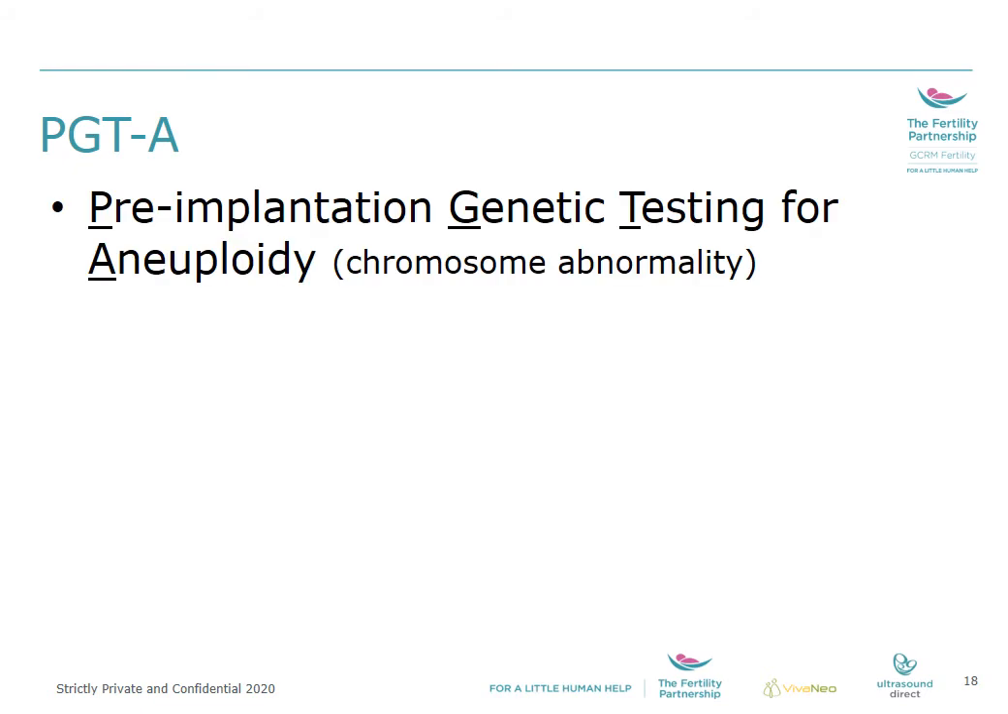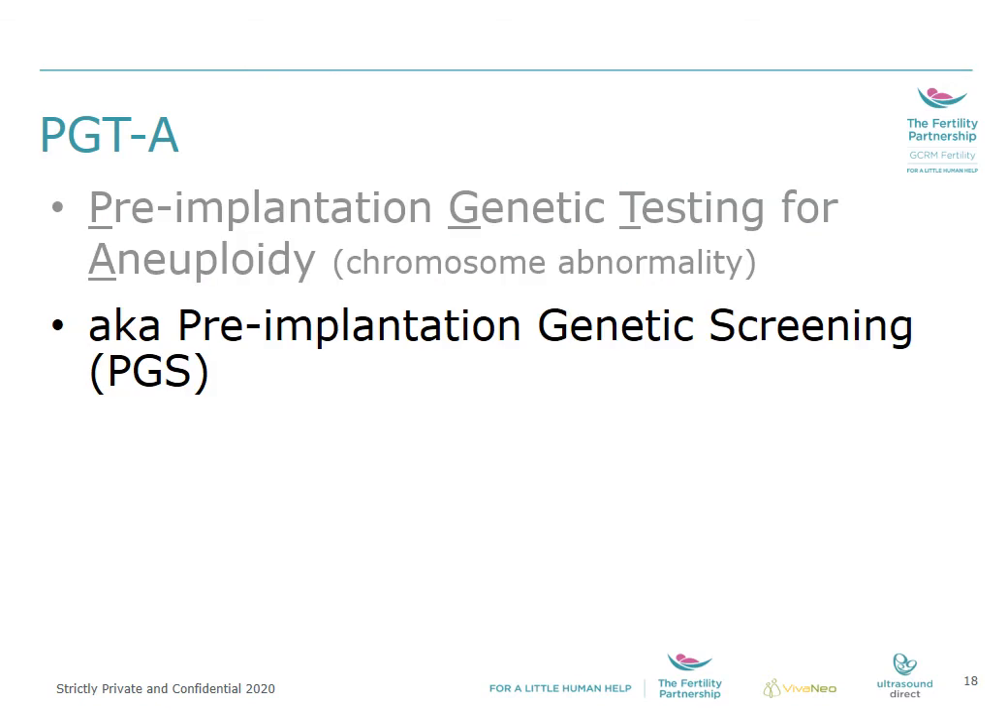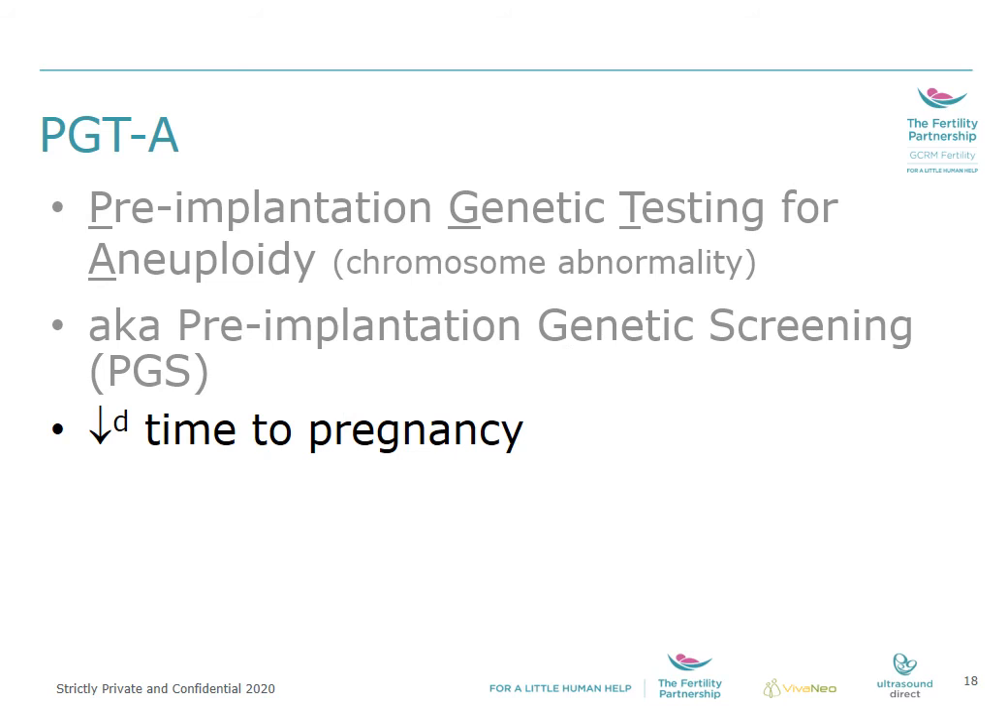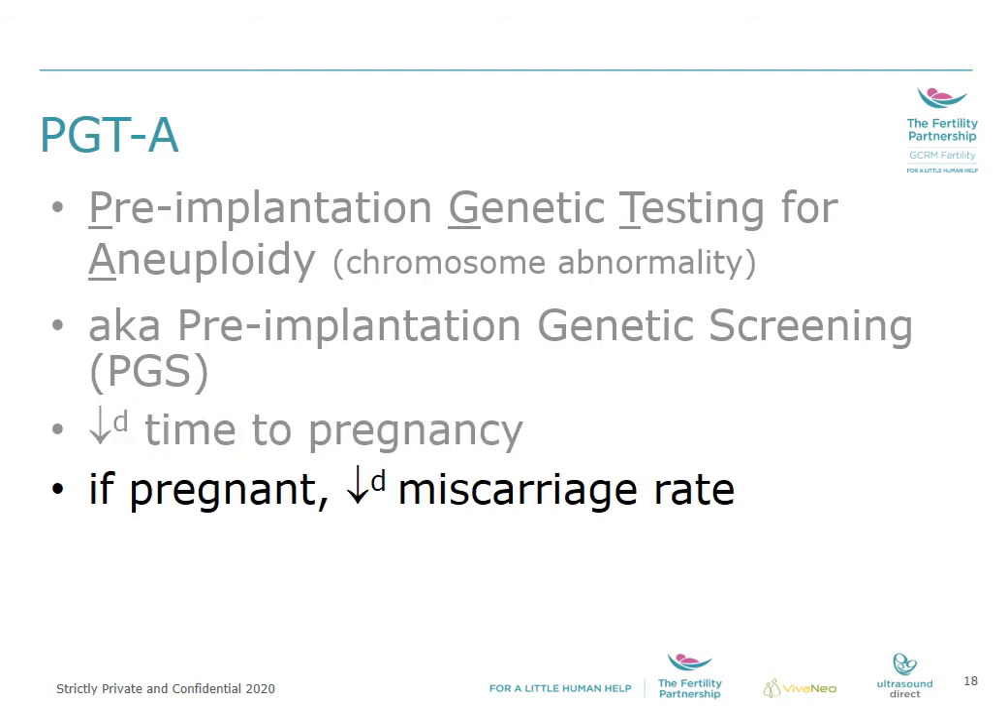If we turn to pre-implantation genetic testing, so this is PGT for aneuploidy, for chromosome abnormalities, previously known as PGS, pre-implantation genetic screening. And what the STAR trial showed, it was a UK trial, it showed that the time to pregnancy was quicker if you had PGTA, and if you got pregnant, miscarriage rates were lower because of course you were only transferring chromosomally normal embryos.